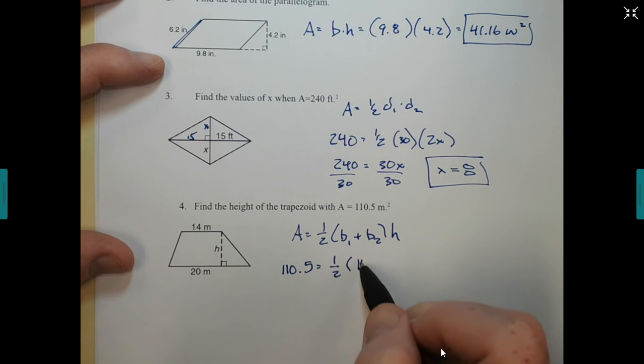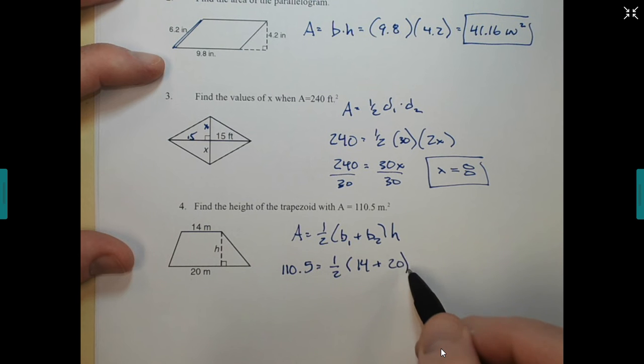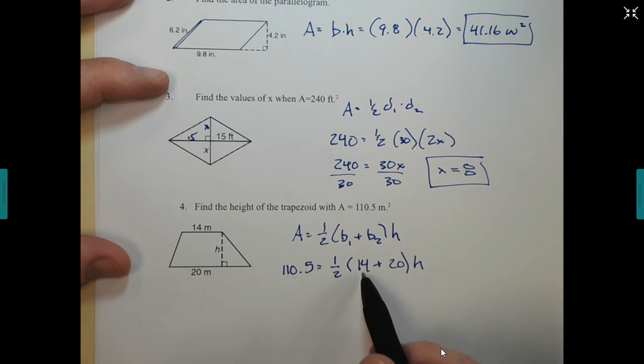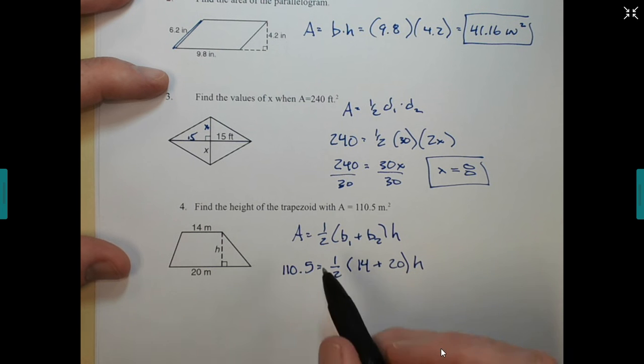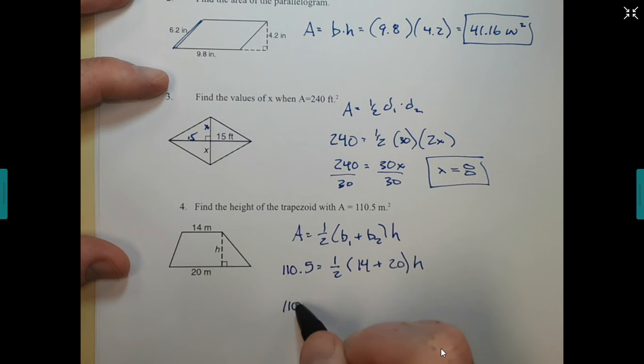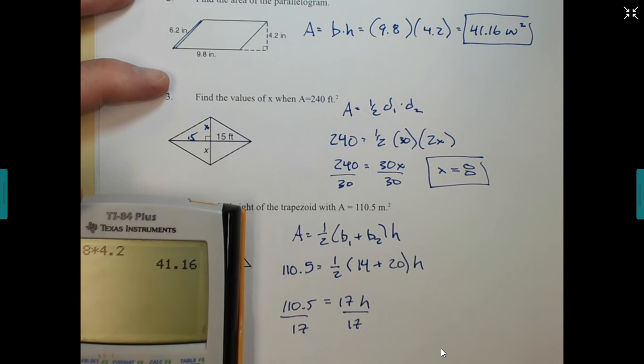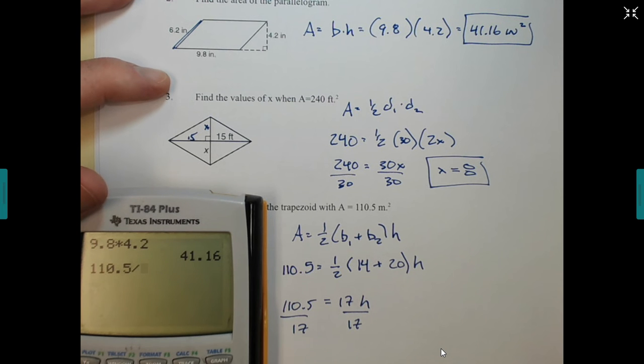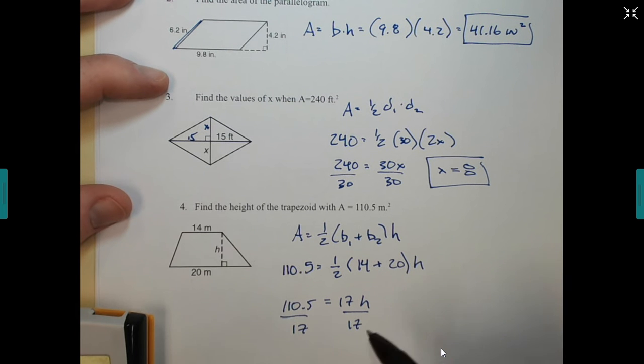One of the bases is 14 meters. The other base is 20 meters. They want to know the height. So I've got only one variable here, which means I can solve for this. 14 plus 20 is 34, and half of that is 17. Divide both sides by 17, and in comes the calculator. 110.5 divided by 17 means my height is 6.5 meters.